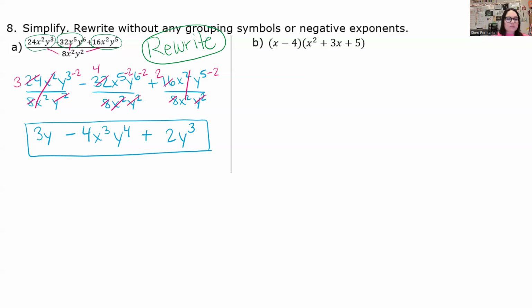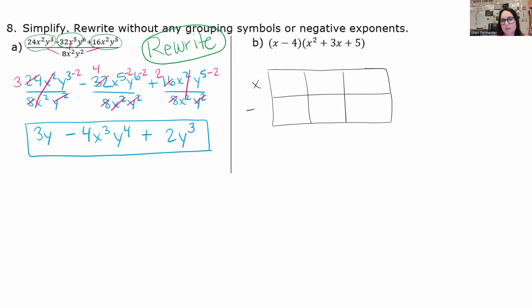Last problem. I am going to do this with a box. You could also use FOIL, but I'm going to use a box. I think you'll make fewer mistakes with a box. The only thing that's going to be different about my box is that this time I need 3 columns because I have 3 things here. But I only have 2 here, so I'm just going to have 2 rows. So I'm going to have x minus 4, and then x squared plus 3x plus 5.